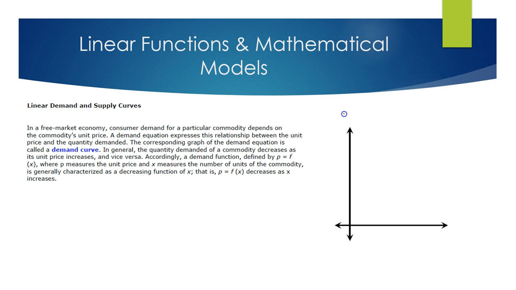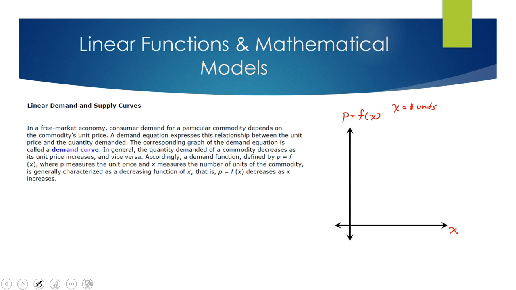which in a free market economy, a consumer demand for a particular commodity depends on the commodity's unit price. A demand equation expresses the relationship between the unit price and the quantity demanded. So what they're saying here is, okay, we're defining the unit price, P, to be some function of X, where X is the number of units of whatever. So this is X, and that's P, and the vertical axis is price.